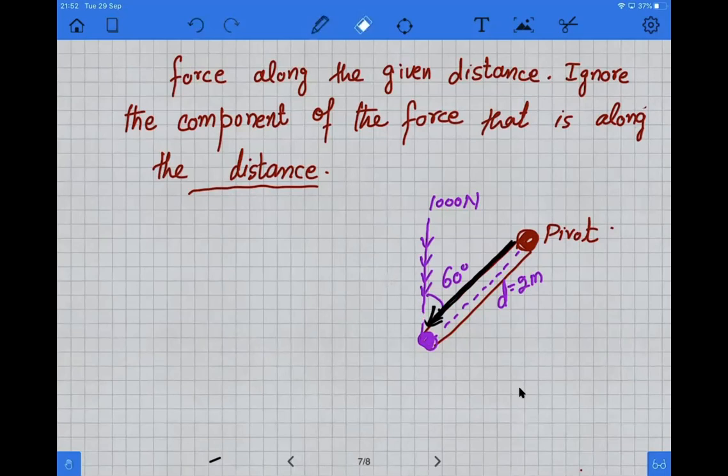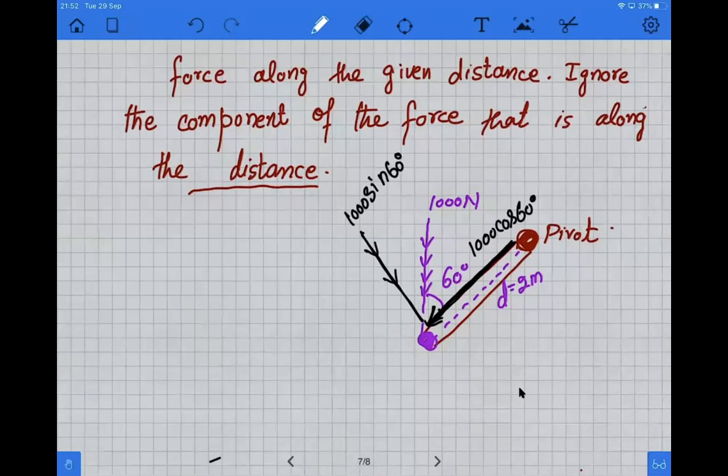So this is the perpendicular component, and this would be 1000 sine of 60. So one of the components is 1000 sine of 60, and the component with the angle will be 1000 cos of 60. We will ignore 1000 cos of 60 because it is along the distance. The one that is perpendicular to the distance is 1000 sine of 60. So whenever you have to calculate the moment, resolving the forces is better and it makes the question easier.